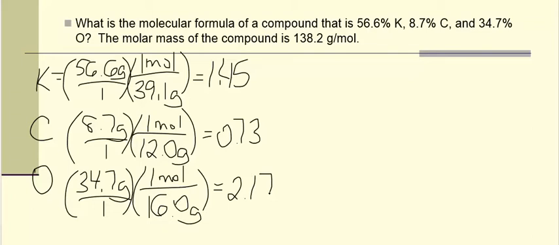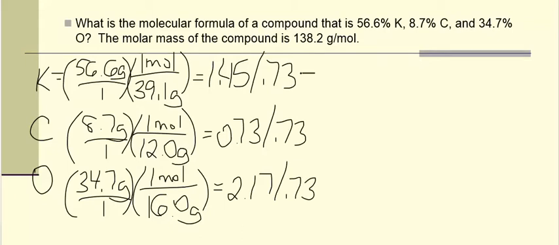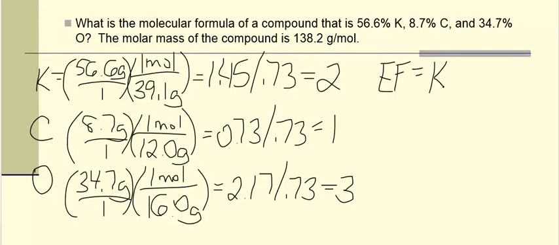Divide by the smallest number of moles, 0.73. Hopefully, this will give me whole numbers. For potassium, that's close enough to 2 that we can round. For carbon, that's 1. And for oxygen, 2.97, close enough to 3 that we can round. So the empirical formula we have just found, K2CO3.